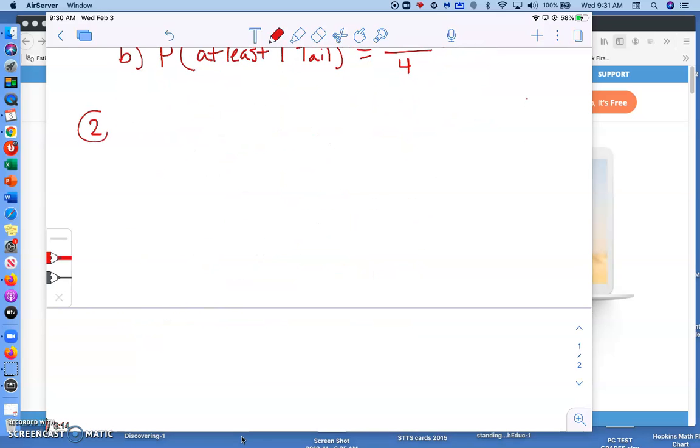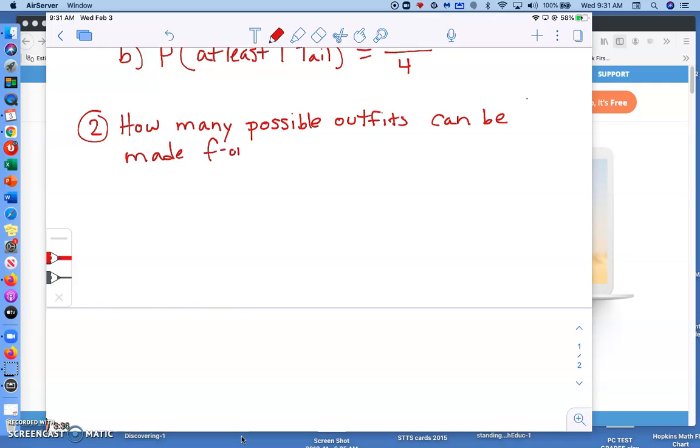So the second one, what if I asked you how many possible outfits can be created or can be made from 3 tops, 2 jeans, and 3 sneakers.